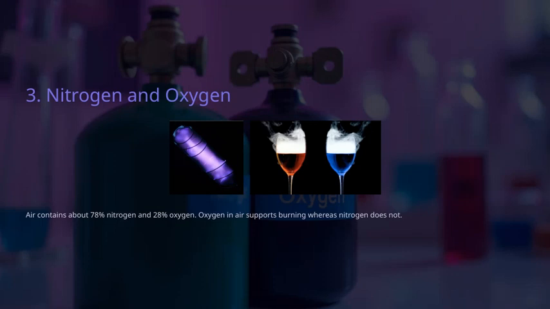Let's take a closer look at the composition of air. It turns out that air is made up of about 78% nitrogen and roughly 28% oxygen. Now, the key thing to remember here is how these gases behave differently. Oxygen is essential for combustion, so it supports burning processes, which is why fires need oxygen to keep going. On the other hand, nitrogen doesn't support burning at all. In fact, nitrogen is quite inert in this context, which is why it makes up such a large portion of our air without directly contributing to combustion.